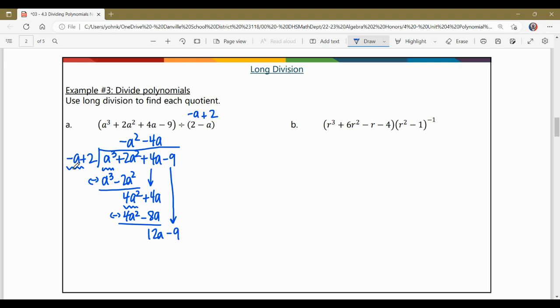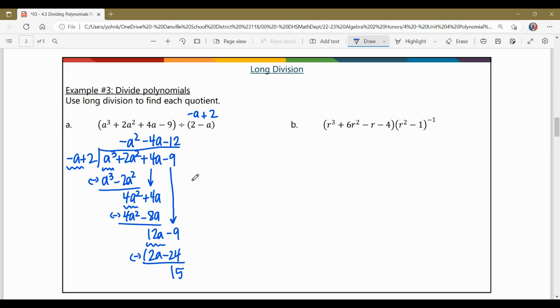Ask yourself how many times negative a goes into 12a. The answer is negative 12 times. Negative 12 times negative a is 12a. Negative 12 times 2 is negative 24. Draw your line and subtract. 12a minus 12a is 0. Negative 9 minus a negative 24 is 15. So we have our first remainder.